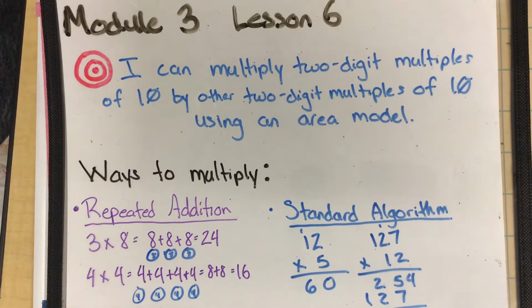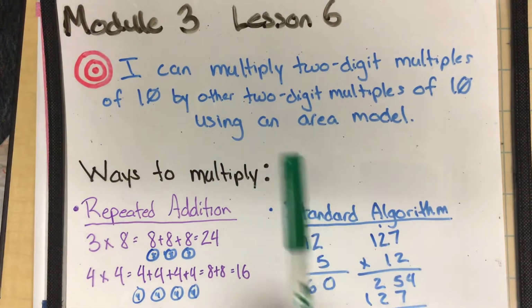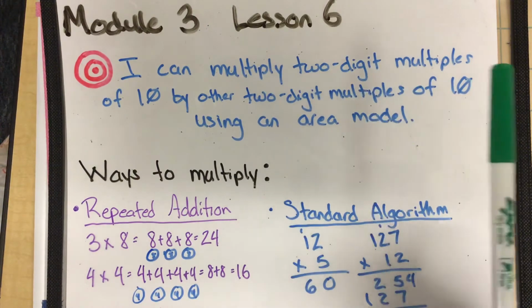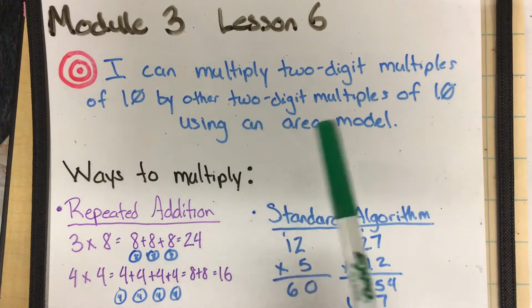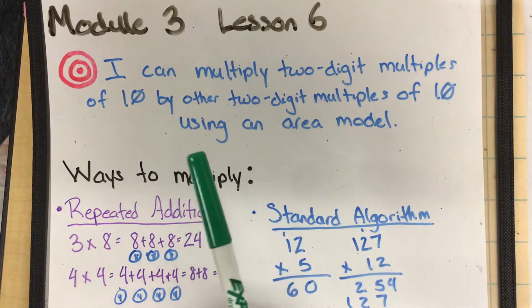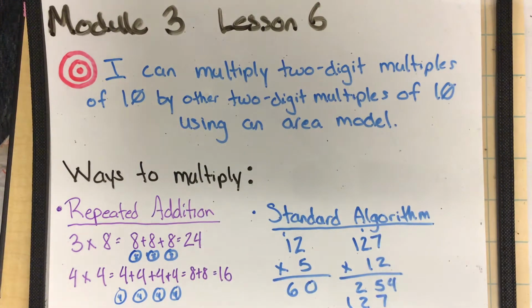Hello again, fourth graders. Today we're looking at Module 3, Lesson 6. And in this lesson, we are going to learn to multiply two-digit multiples of 10 by other two-digit multiples of 10 using an area model. And an area model is a visual way for us to show how we can multiply numbers together.